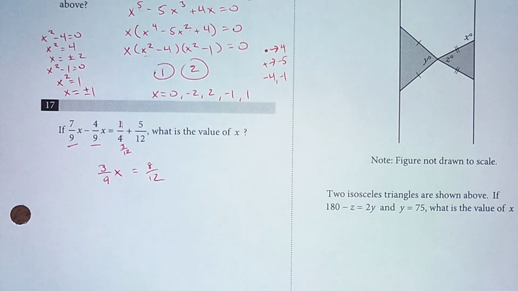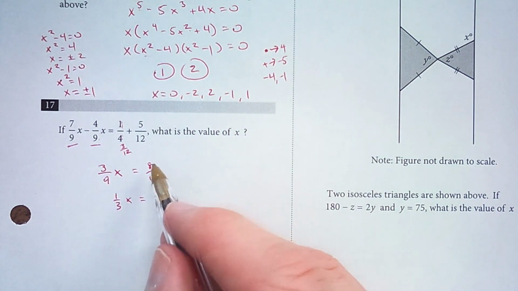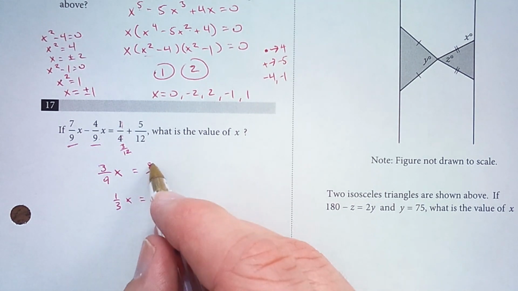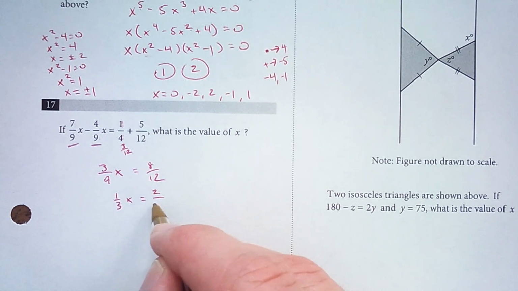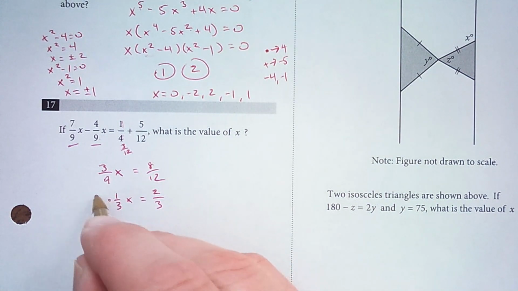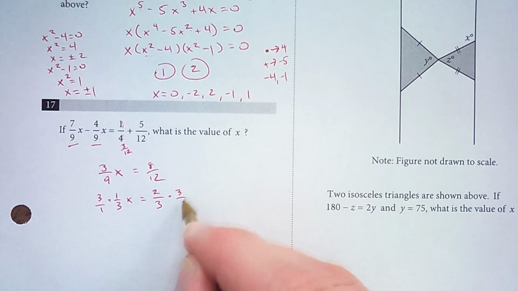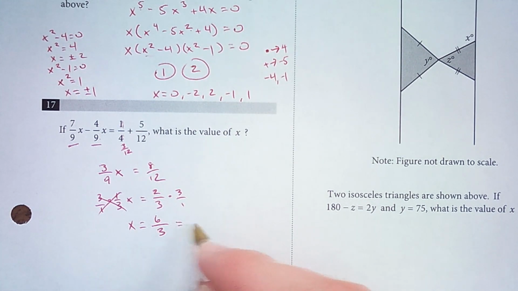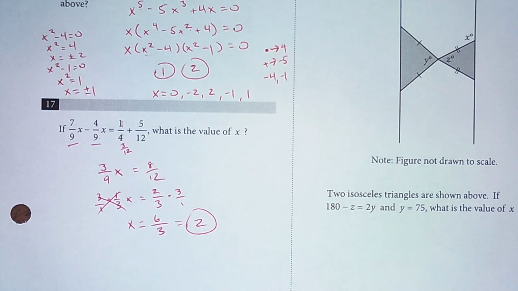Now before we go further, let's simplify these. 3 over 9 is 1/3. 1/3 x equals, and 8 over 12, 4 goes into both of those. 4 goes into 8 2 times, and into 12 3 times. So 1/3 x equals 2/3. Now let's multiply by the reciprocal to cancel this, and x is 6 over 3. So x is 2, and that is what will go in my grid.